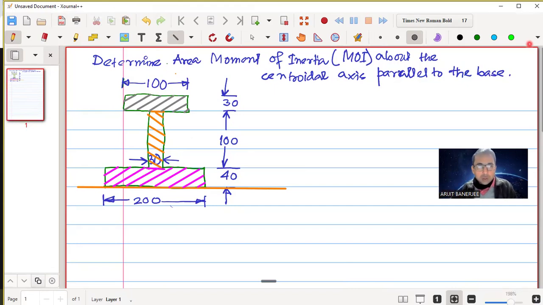Okay. So now the thing is, what is the centroid of this shape shaded with magenta? Where is the centroid? We know it, right? We will mark it. So this is say area 1 and the centroid is say C1. This is area 1 and this position is C1.